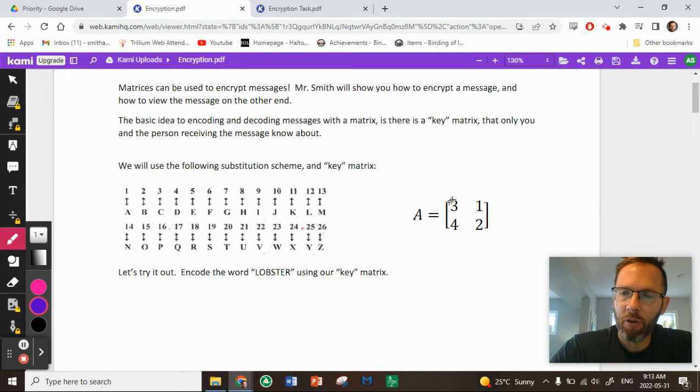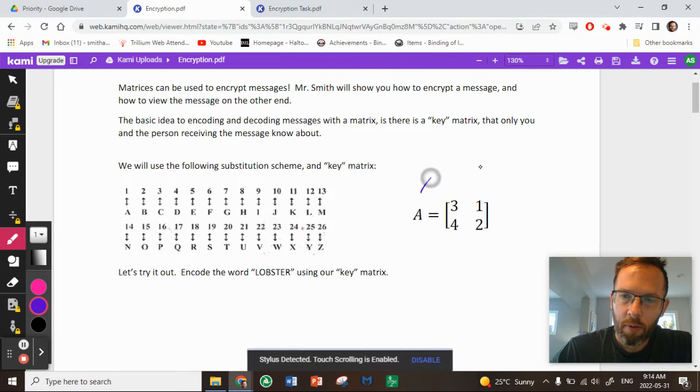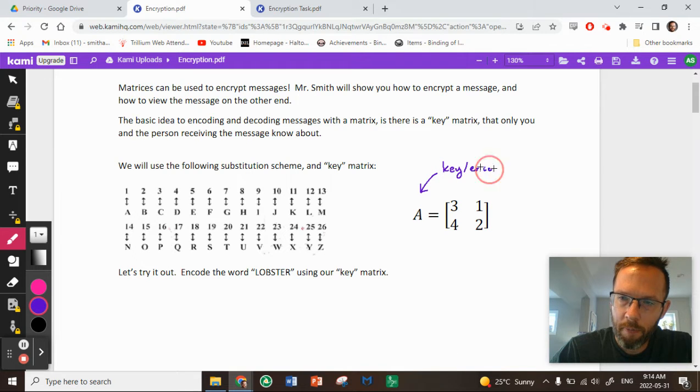And the idea is to scramble a message. We're going to encode it with what I call a key matrix. So we're going to use the matrix 3, 1, 4, 2. We might call this the key or possibly the encoder matrix. And one very important piece of information about your encoder matrix is it has to have an inverse. It has to be invertible.